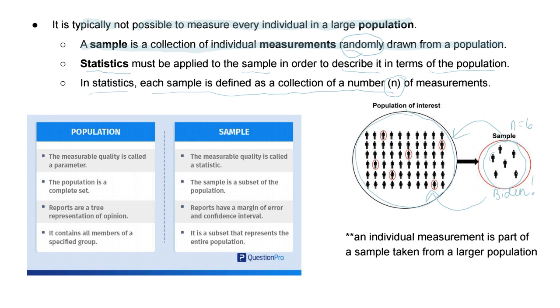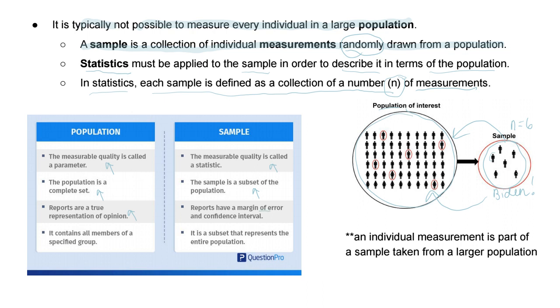Let's summarize again the difference between a population and a sample. In a population, the measurable quality is called a parameter. So in this case, our population would be everyone in the United States. The population is a complete set, meaning everyone in the United States would be a measurement. Because of this, the reports are a true representation of any findings because everybody was tested. In a sample, the measurable quality is called a statistic. The sample is a subset of the population.